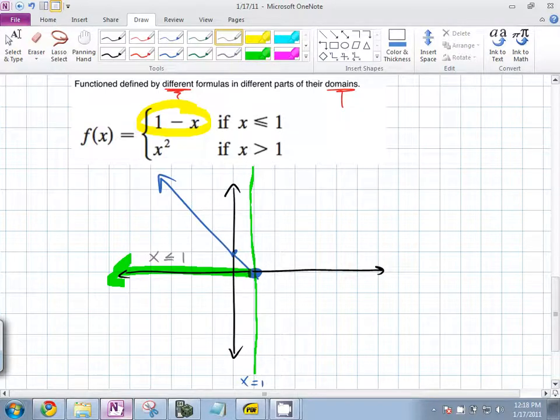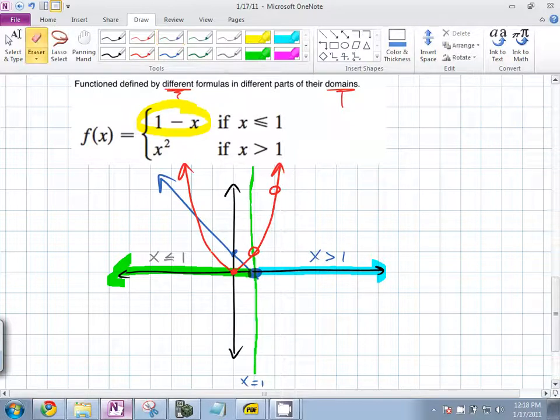x squared. Does that go through the origin? Yeah, it does. What's another good point that goes through? 1, 1. Where else does it go through? 2, 4. It's squares, right? It goes back the other way too. So it goes up like this, and it also goes up like that. But we want it only when what? x is greater than 1. So do we want an open or closed dot? We're looking for an open dot at that boundary.